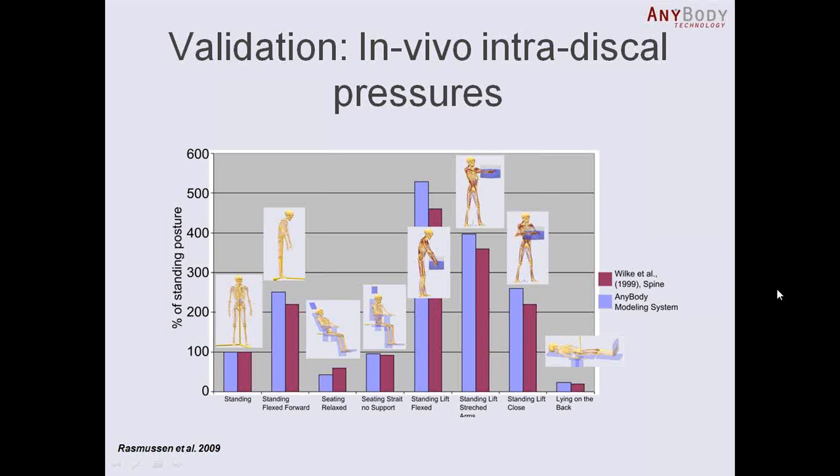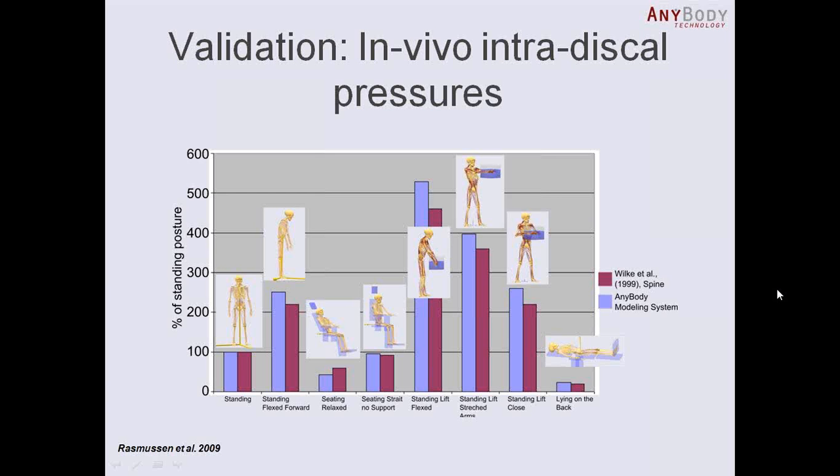Direct validation is still pretty tough in the spine, but we do have the data published by Wilkie and colleagues for direct measurement of disc pressure in a single subject performing a number of different activities. These data are shown in the bar chart by the purple bars.